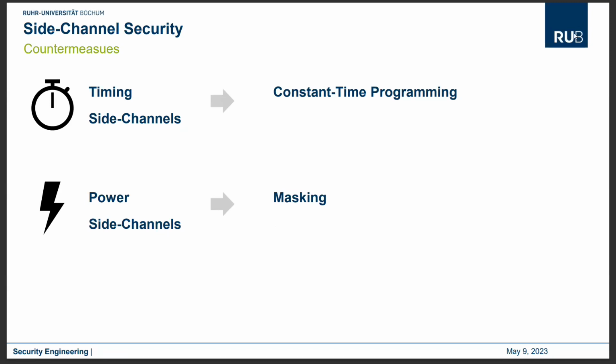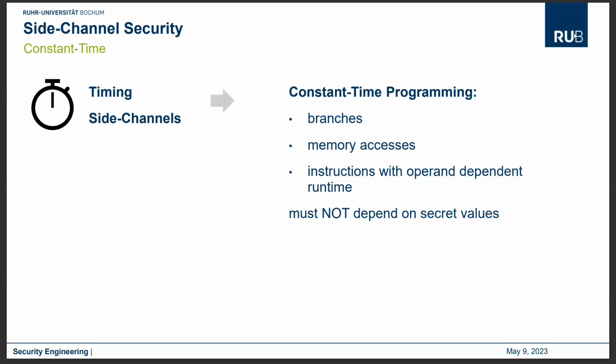When I talk about side channel security, I talk about timing side channels, and our common countermeasure for this is constant time programming. But in this work, we also focus on power side channels, and our countermeasure here is masking. A quick reminder about constant time programming: we basically have three simple rules. Branches, memory accesses, and instructions with operand-dependent runtime must not depend on any secret values. And for the fixed-weight polynomial sampling, the memory accesses can be quite a problem.